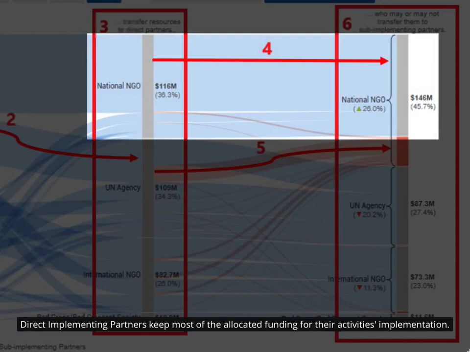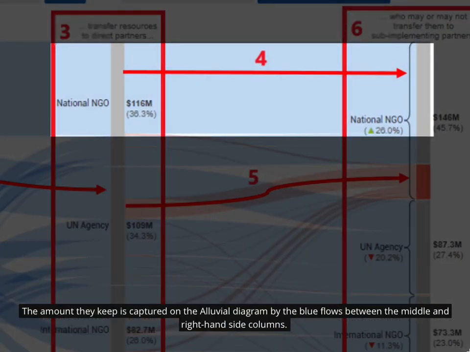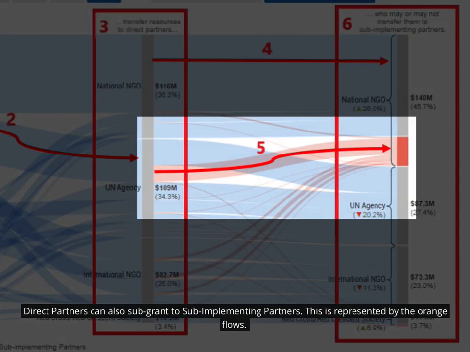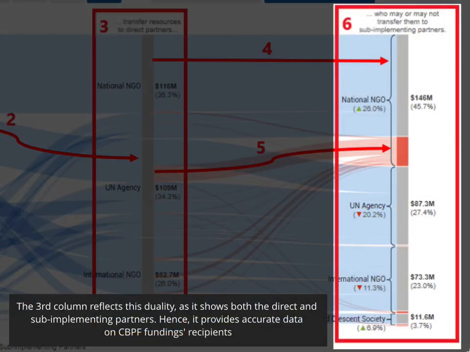Direct implementing partners keep most of the allocated funding for their activities implementation. The amount they keep is captured on the alluvial diagram by the blue flows between the middle and right-hand side columns. Direct partners can also sub-grant to sub-implementing partners. This is represented by the orange flows. The third column reflects this duality, as it shows both the direct and sub-implementing partners. Hence, it provides the most accurate data on CBPF funding's recipients.